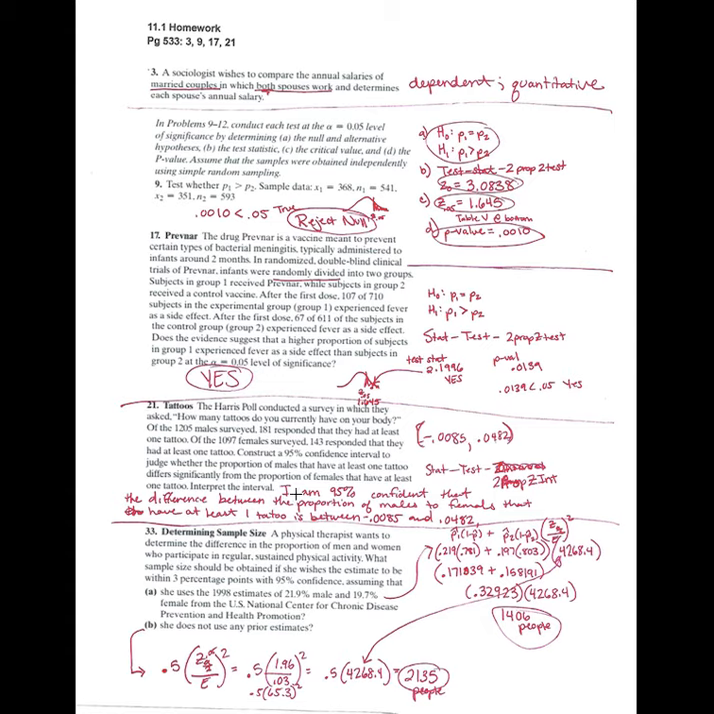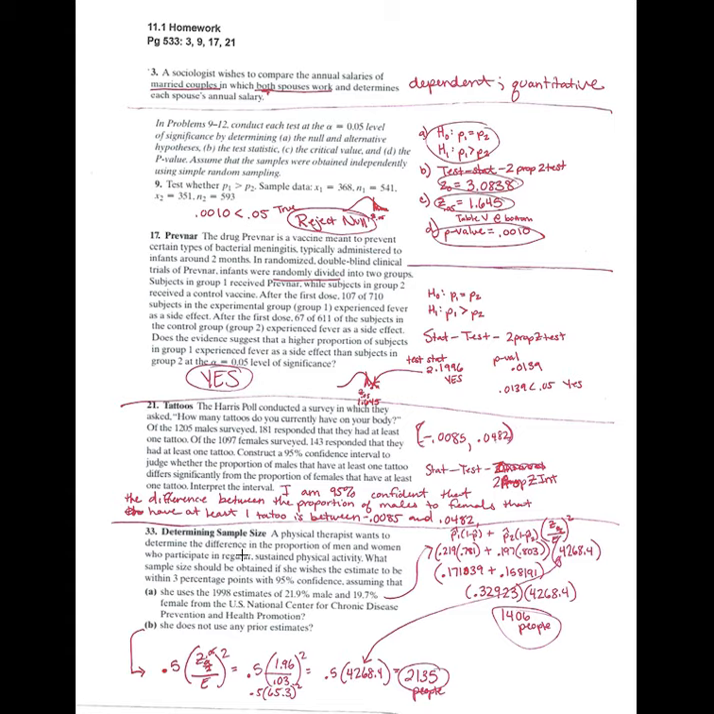Then you want to interpret it. So you would say something like, I am 95% confident that the difference between the proportions of males and females that have at least one tattoo is between negative 0.005 and 0.0428, or 0.0482. Sorry about that.